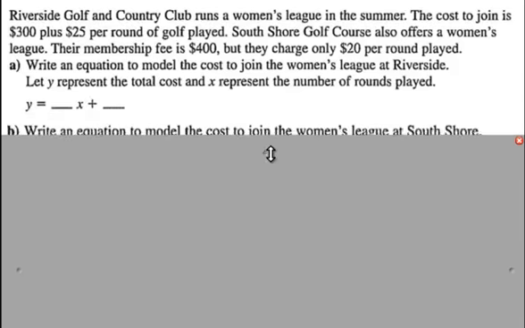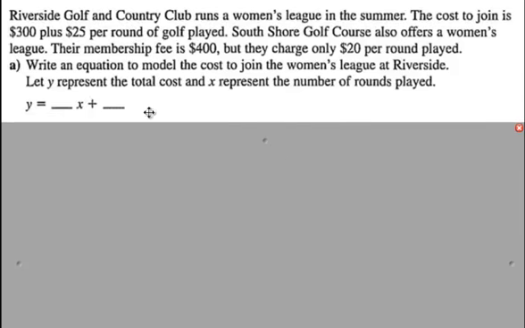It says, write an equation to model the cost to join the women's league at Riverside. That's the first club. Let y represent the total cost, so y is going to be our total cost, and x represents the number of rounds played. Okay, let me get a pen here. I'm just going to be writing with my mouse, so it may be a little bit messy. But anyway, let's look back up here.